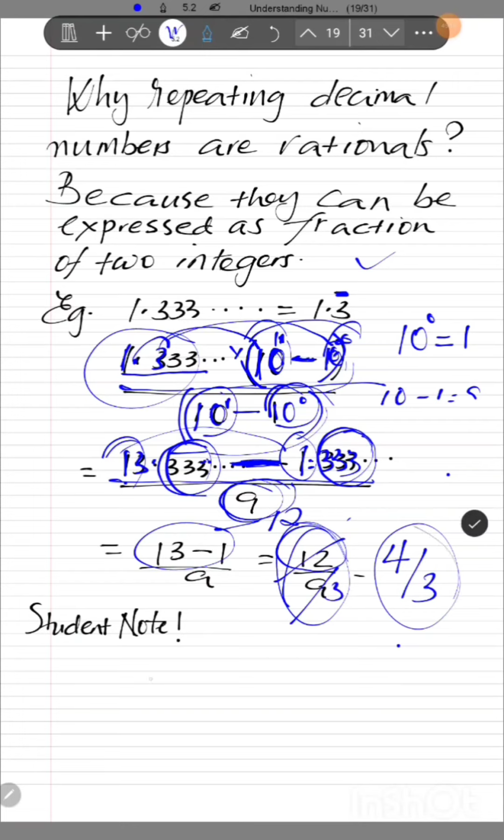So now it means what? 1.333 can be expressed as a fraction of two numbers, which are both integers, 4 over 3. 4 is an integer, 3 is an integer. So 1.333 repeating is a rational number.